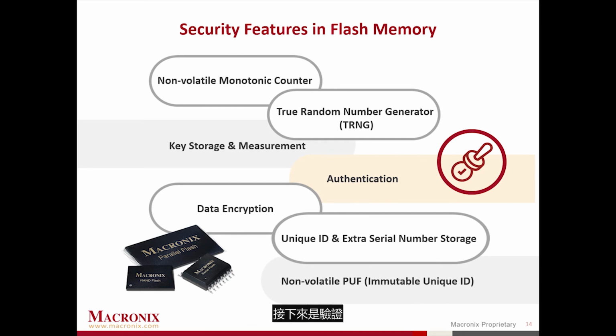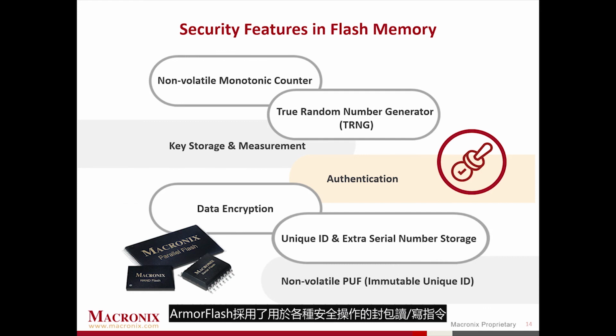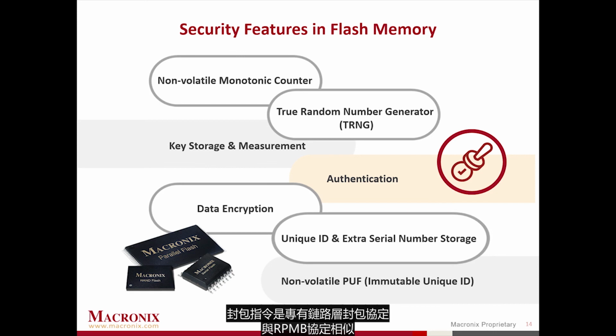Next, there is authentication. Armor Flash introduces a packet read-write command for various security operations. The packet command is a proprietary link layer packet protocol that is similar to the RPMB protocol. It has its own subcommand operation codes and data structures. The design for the layer above the link layer involves a shared symmetric key used for the authentication process and a cipher block chaining message authentication code, or CBC MAC, which is used to produce the required MAC values.